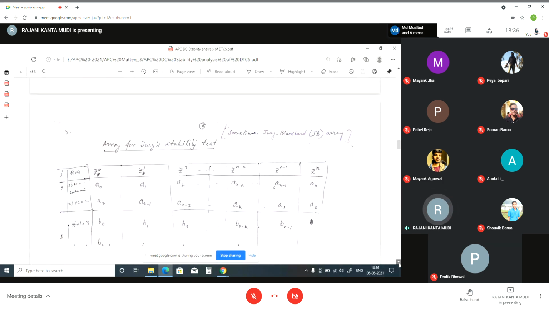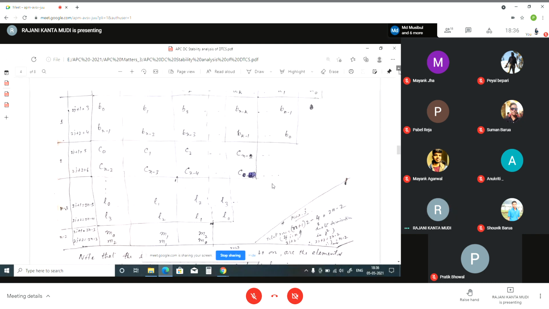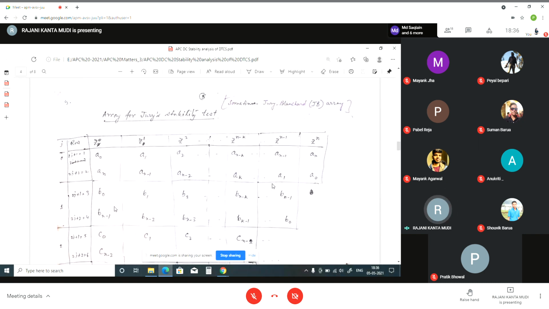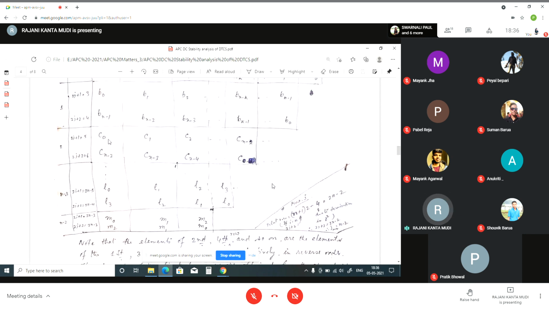Then computation will start from the third row, B. Similarly, B0, B1, B2, like this. One term will be reduced for each two rows: Bn minus 1, Bn minus 1 to B0, then C0, Cn minus 2, here n minus 1, n minus 2, up to this term.